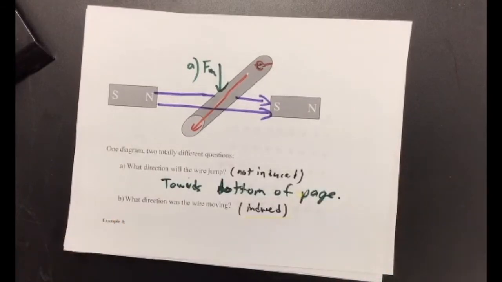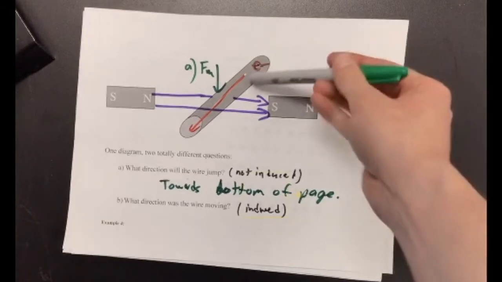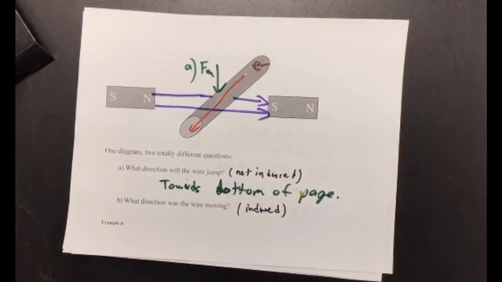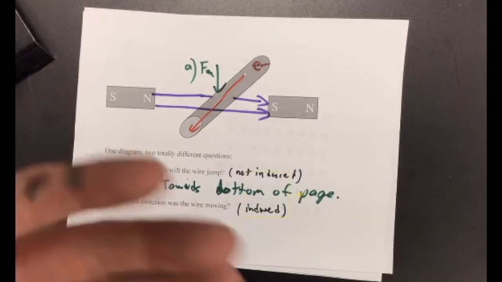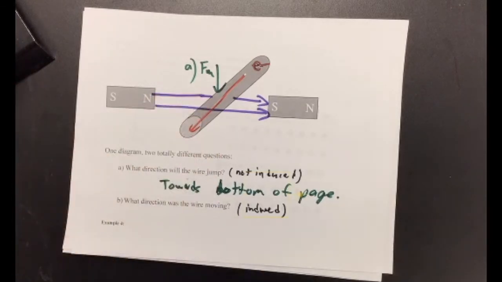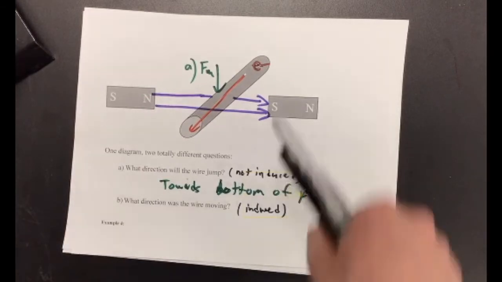Okay, but now let's look at B. What direction was the wire moving? So it's saying if the wire was moving and this current got induced, which way must it have been moved? Well, let's think about that. So the magnetic force, which way, I want you to ask yourself right now, which way would the resulting magnetic force have had to be to make electrons do this?